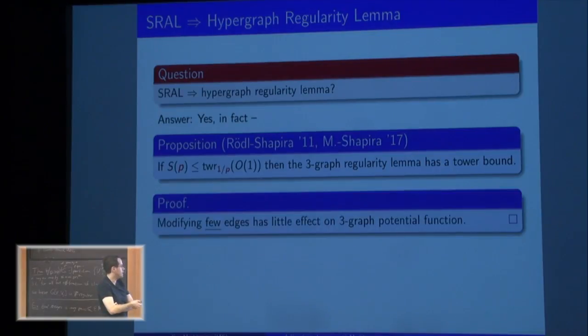Just a sec. What is tower of 1 over P? This means that we have 1 over P at the top of the tower. If the tower is of height 1, this is just 2 to the 1 over P. So exponential, but yeah, good question.